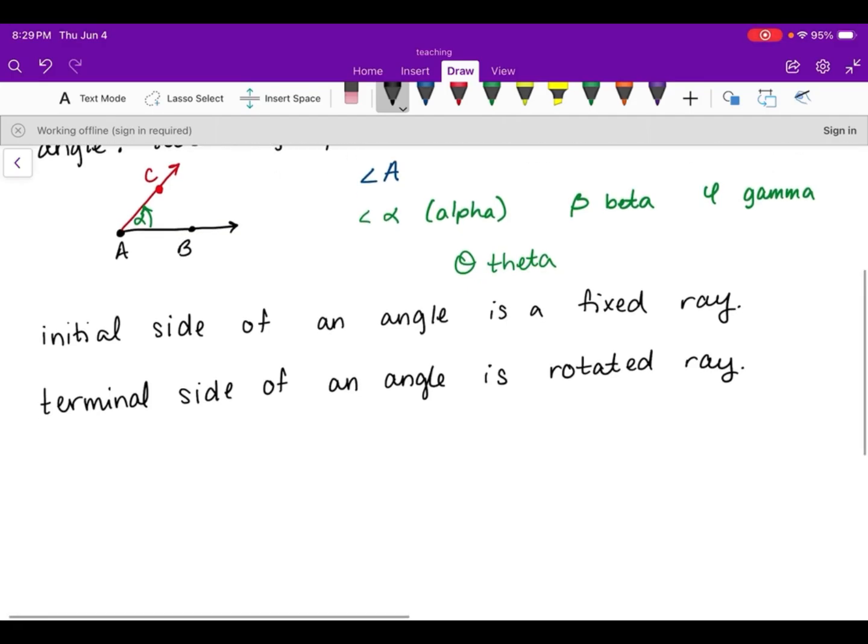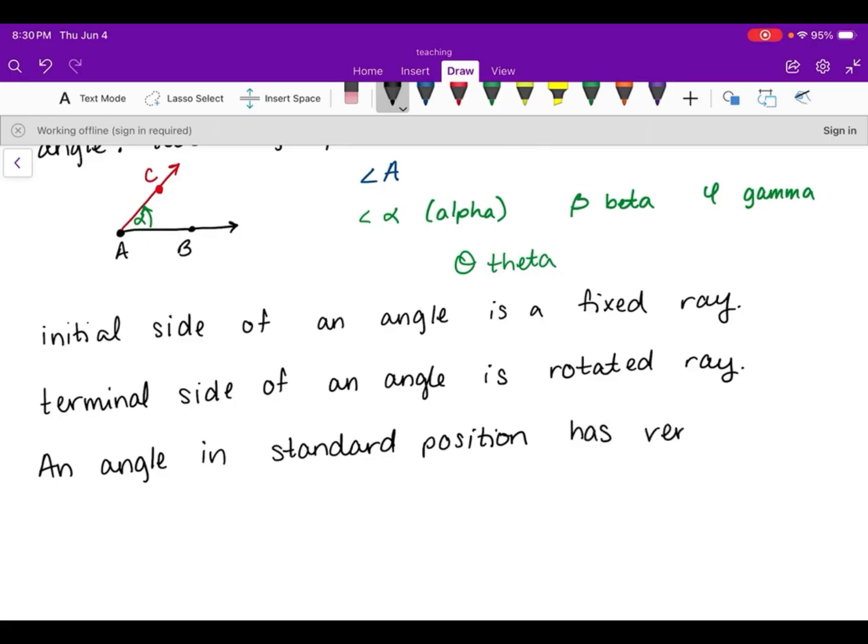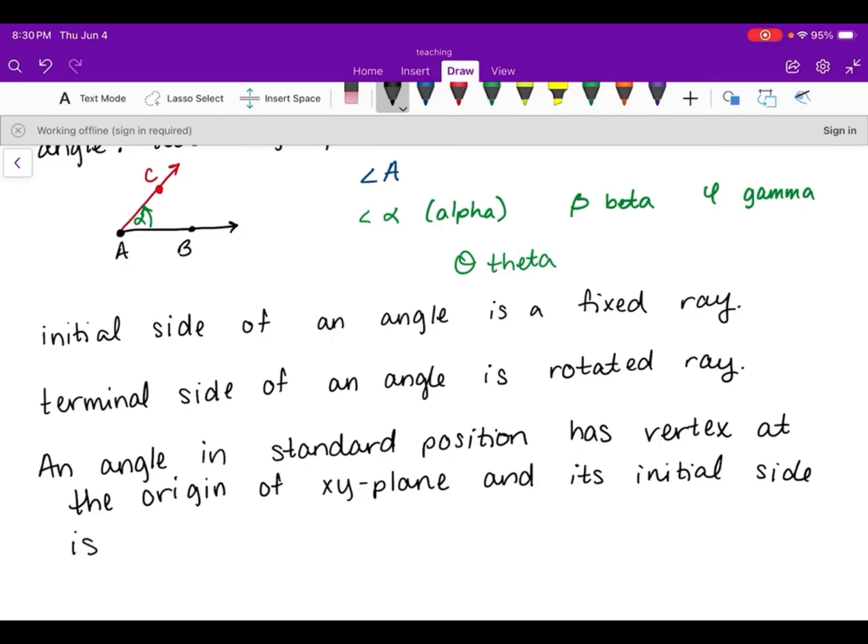Something really important we're going to talk about is what it means to be in standard position. So an angle in standard position has a vertex at the origin of the xy plane, and its initial side is the positive x-axis.